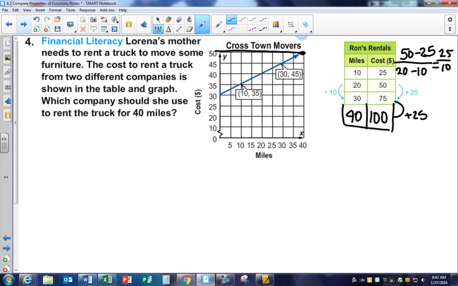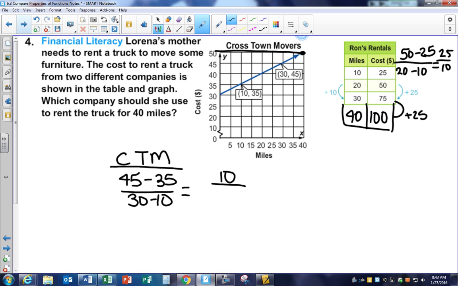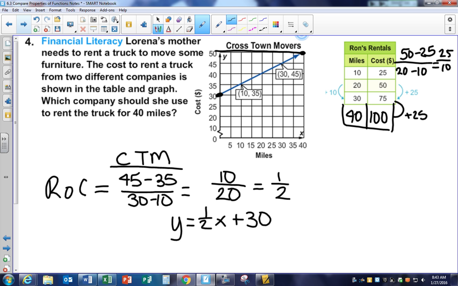So in this case, for Crosstown Movers, our rate of change will be our 45 minus 35 over 30 minus 10. So when we find that, we get 45 minus 35 is 10, and 30 minus 10 is 20, which would reduce to a rate of change of 1/2. So this is our rate of change. Okay? Now we notice that our y-intercept is at 30. So if we wrote this out, we would have y equals 1/2 x plus 30. So that is in our y equals mx plus b form. Then we have our equation.